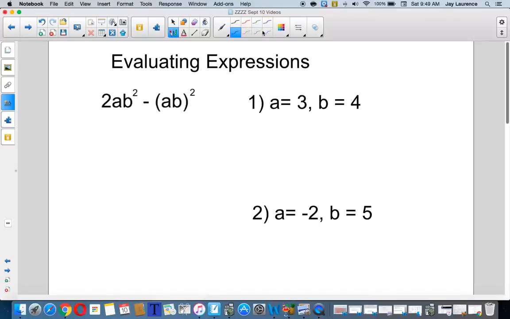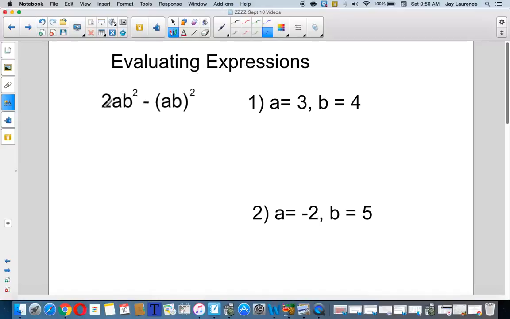Okay, now something I want to suggest to you, and I've said it in class, but maybe it didn't stick. Whenever you substitute a value in for a variable, I want you to use parentheses, even if there are already parentheses there. So for example, I've got 2ab squared minus the quantity of ab squared. When I go to substitute in a, because I'm told a is 3 and b is 4, I'm going to put parentheses around the numbers I substitute in, even though this one already has parentheses.